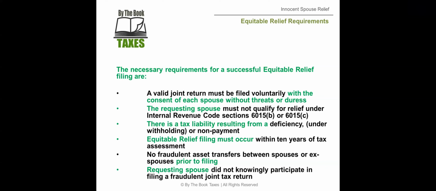And the last two deal with fraud. You can't have spouses or ex-spouses fraudulently transferring assets to make it look like one spouse has no money and can't pay the tax prior to doing the filing. Or the requesting spouse cannot knowingly be part of filing a fraudulent joint tax return and then claim relief.